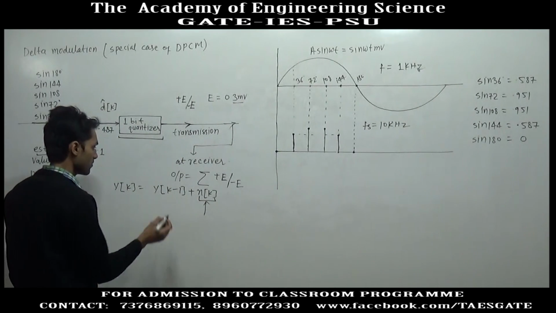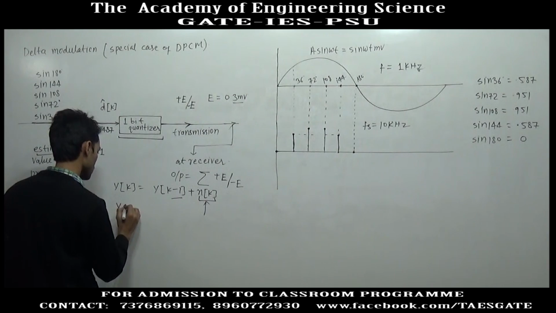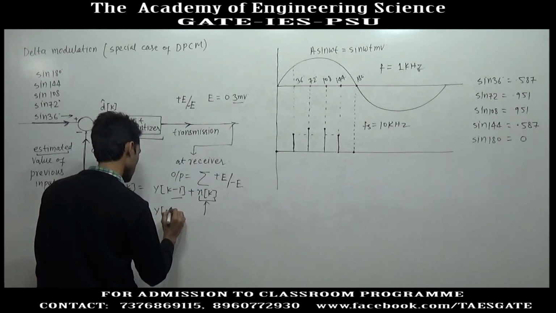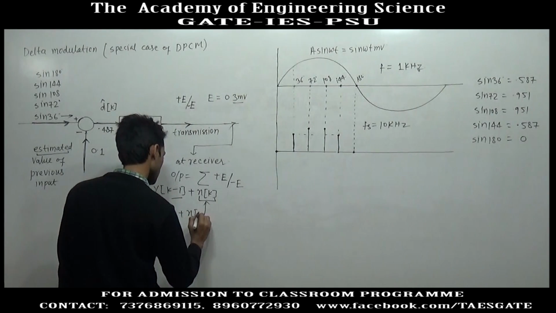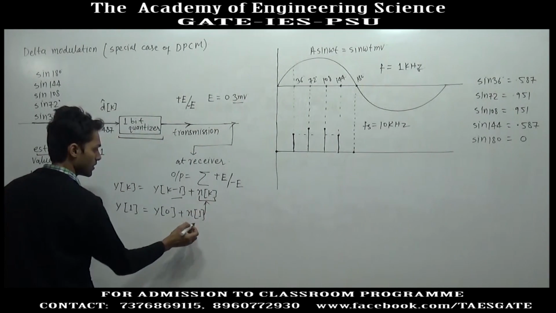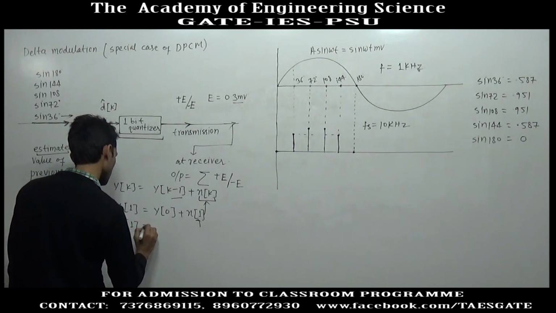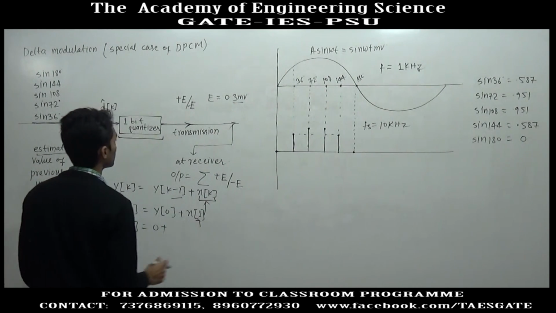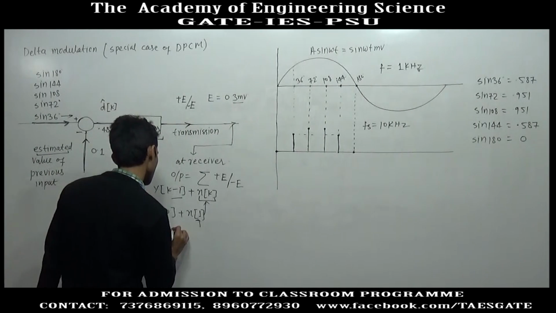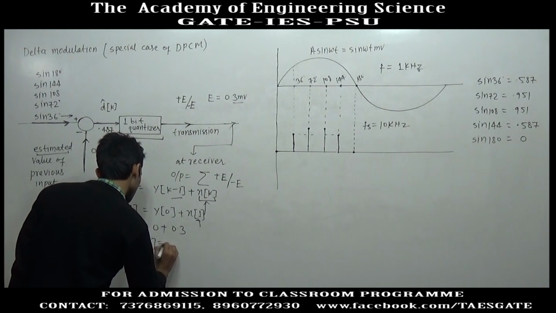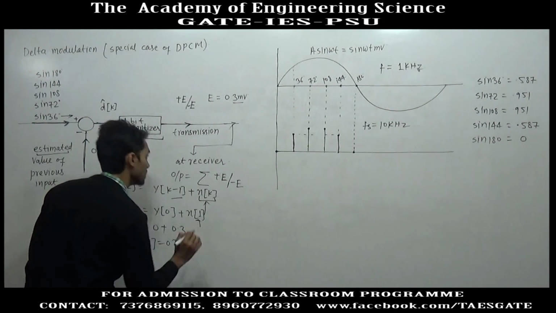And suppose initially yk minus 1 is equal to 0. So at k equal to 1, this is y0 plus x1. The x is the output of the quantizer. So y1 will be y0, which is 0, plus the output of the quantizer, which is plus 0.3. So y1 will be 0.3 millivolt.